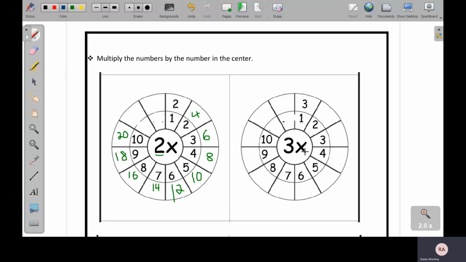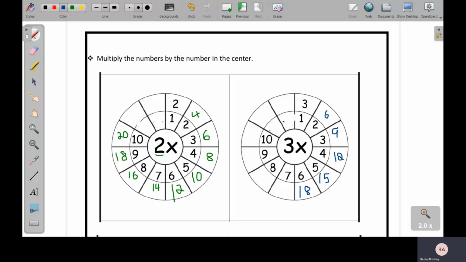Here we have 3. The first one's done for you. 3 times 1 is 3. We're going to be skip counting using 3. So 3 times 2 gives me 6. 3 times 3 gives me 9. So I do 9 here. 3 times 4 is 12. Notice that the pattern in the answer, here the answers is skip counting by 3. 3 times 5 is 15. So I do 15. 3 times 6 is 18.